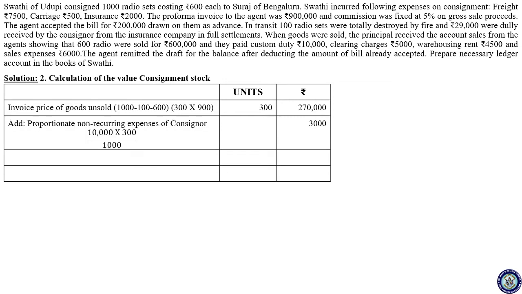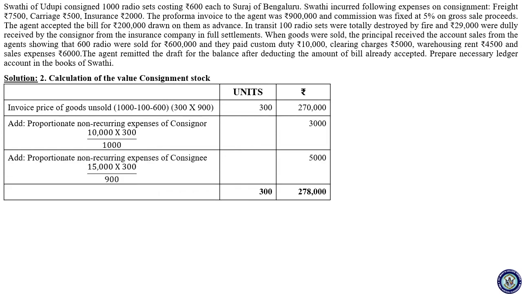Next, you have to add the non-recurring expenses of the consignor. Again, 10,000 was incurred for 1,000 units. Now you want it for 300 because you're calculating the value of consignment stock. Next, you have to take the proportionate non-recurring expense of the consignee. The only change is the units. Okay, it is 900, not 1,000.